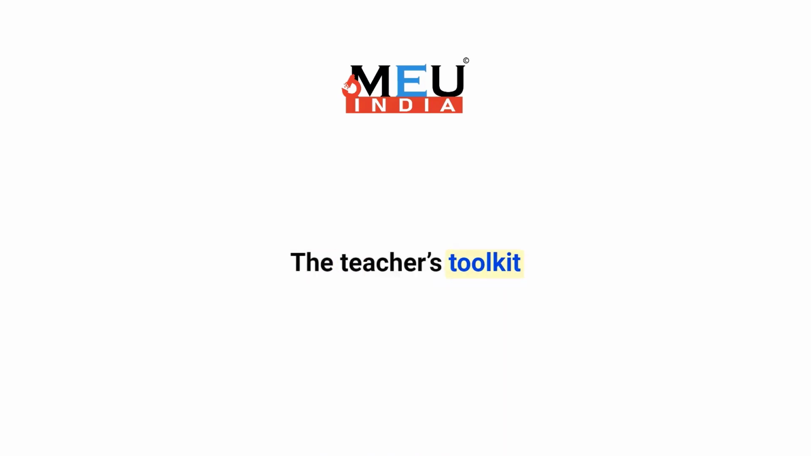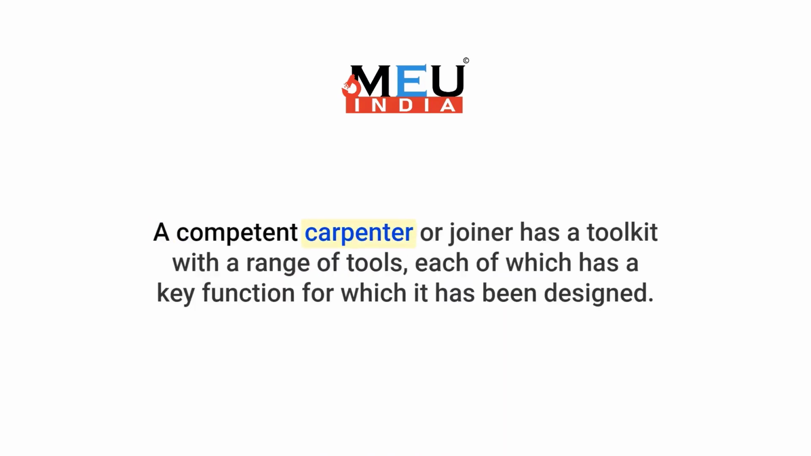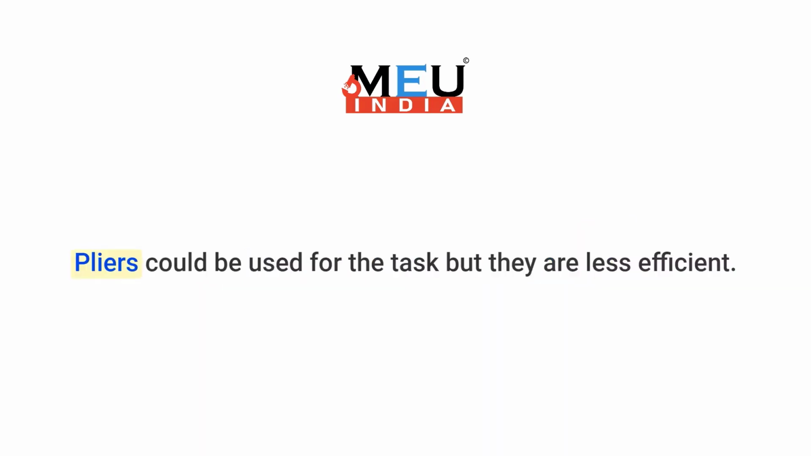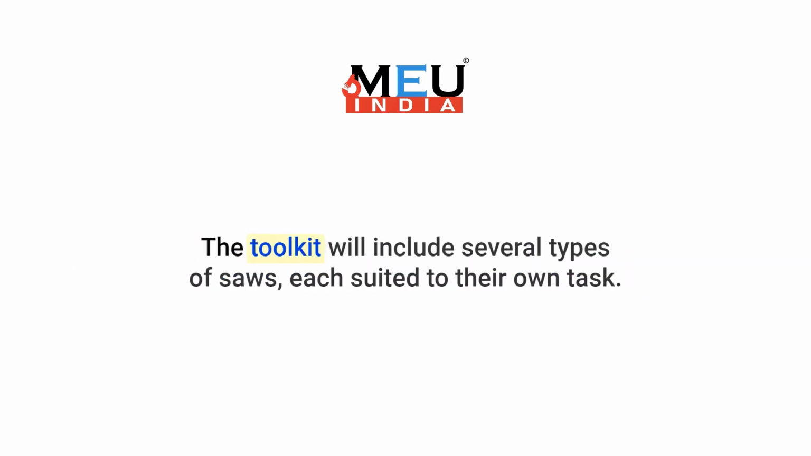The teacher's toolkit. A competent carpenter or joiner has a toolkit with a range of tools, each of which has a key function for which it has been designed. A hammer is used to insert nails. Pliers could be used for the task, but they are less efficient. The toolkit will include several types of saws, each suited to their own task.